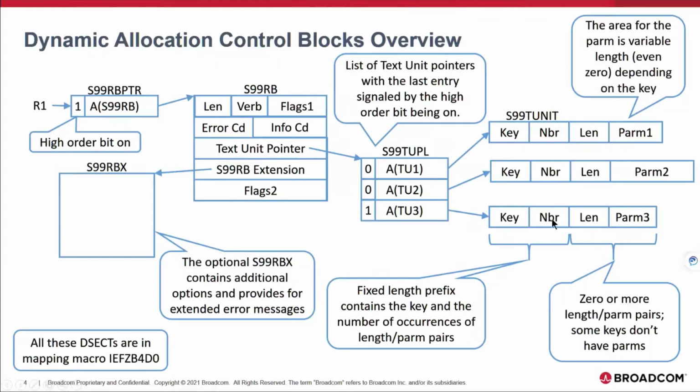But other parameters like volume, for instance, you might have multiple volumes, so it would say something like 3 here, and then you have a length and a parm, and a length and a parm, and a length and a parm to have those volsers, and the length in that case would be 6.